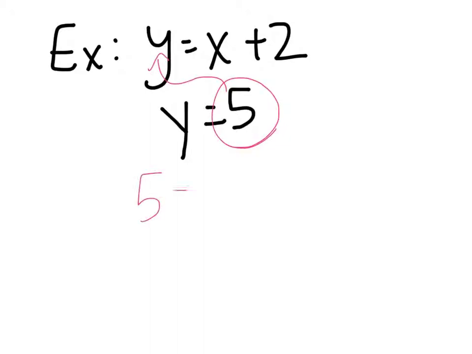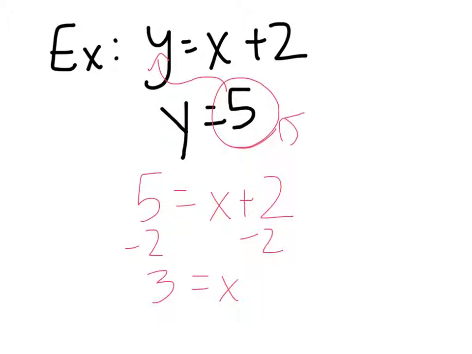Okay, so for example, if I have y equals x plus 2 and also y equals 5, I'm going to take this value for y and I'm going to plug it in here for y. So I'm going to say 5 equals x plus 2, minus 2, minus 2, 3 equals x. So now I have the value of x. I already know the value of y, so I say that my solution is, if x is 3, y is 5, and that is my solution.